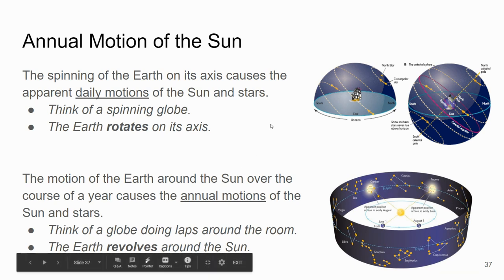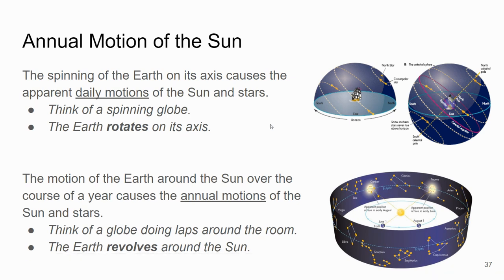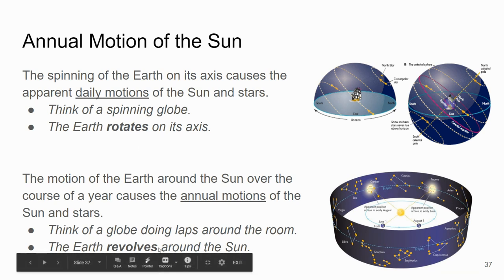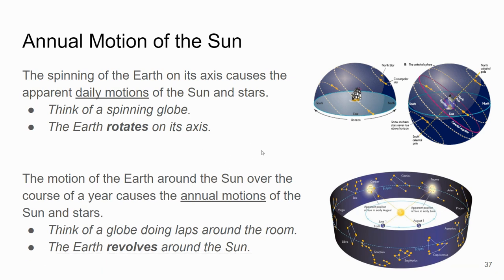So in plain English, those words, rotation and revolution, might just be synonyms, but in astronomy, we always use them for this. The Earth rotates on its axis, it revolves around the sun. So the revolution is the Earth doing laps around the sun, is what a revolution is. And those revolutions lead to what are called the annual motions of the sun and stars.